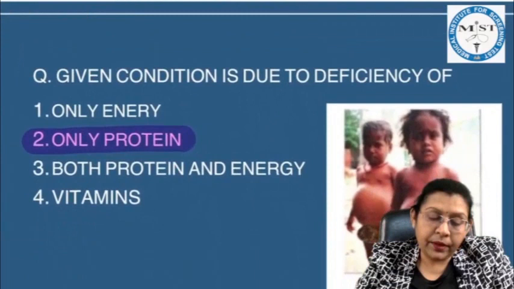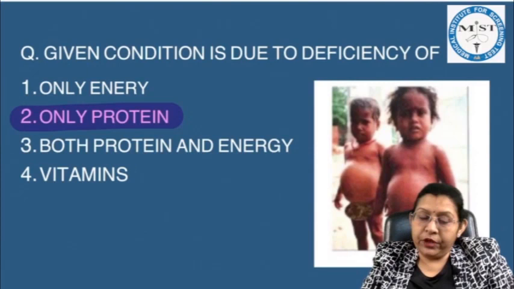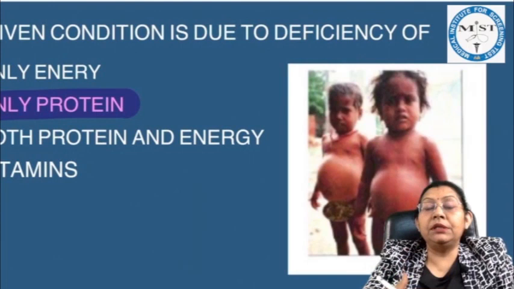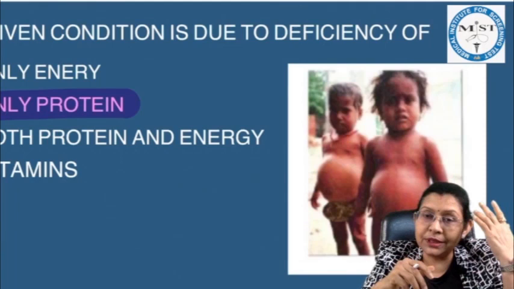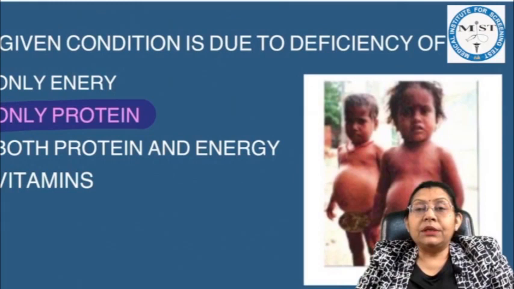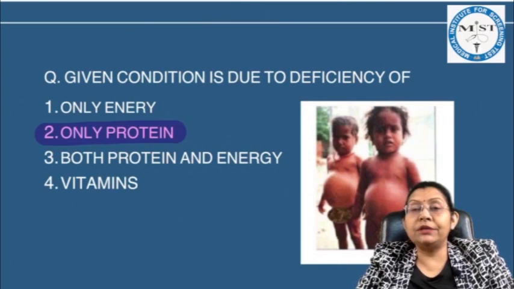Given condition is due to the deficiency of... if you can see the image, the baby is looking like it has a bulging abdomen, looking like an edematous baby. And this is a classical picture of a Kwashiorkor baby, because you could see the hair texture is also not good. And we know that Kwashiorkor is having only the deficiency of the protein, the energy is not deficient like marasmus.